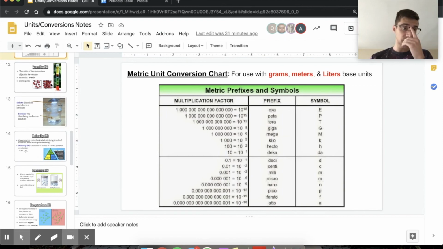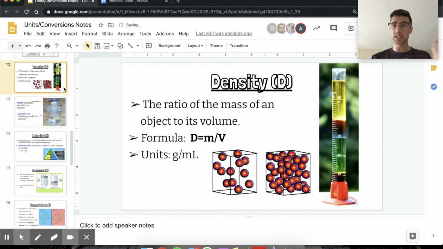So moving on to the last few slides, density, okay? What is density? Density is the ratio of the mass of an object to its volume. Now, hopefully you guys know the formula. Density equals mass over volume. So it's really how much stuff do you have in a given space, right?